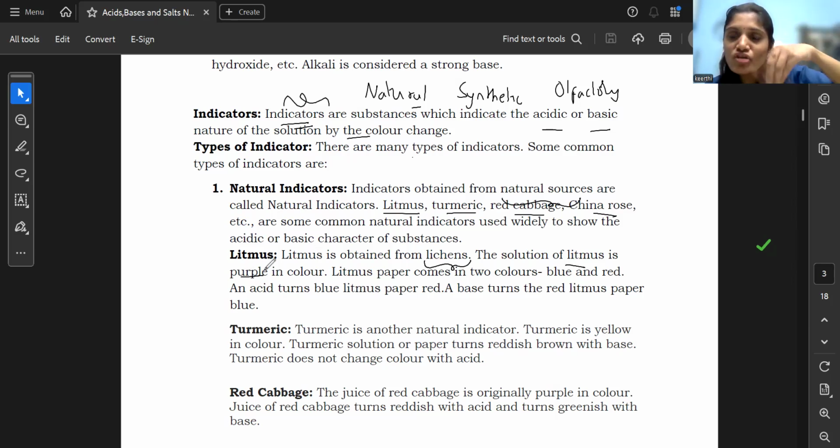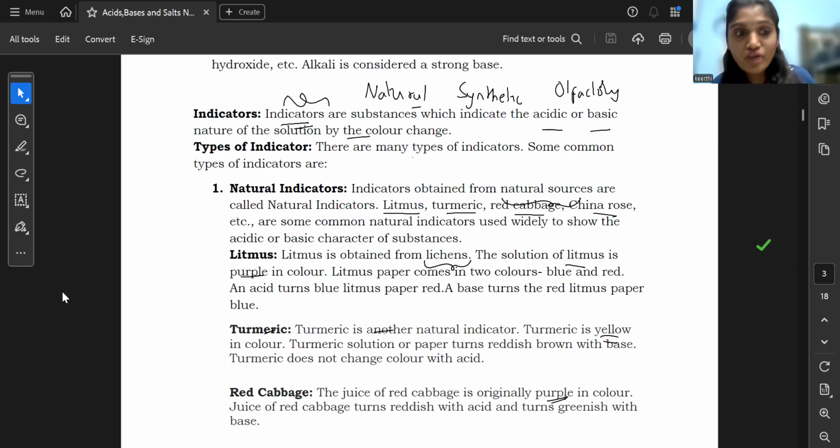Originally litmus is in which color? Purple in color. Next is turmeric. Turmeric is also a natural indicator. The natural color of turmeric is what? Yellow. Then you have your red cabbage. Now the juice of red cabbage is purple in color. So these are the natural colors. Litmus natural color is purple. Clear. Turmeric natural color is yellow, and red cabbage natural color is what? It is purple. Okay, now we will see the next type of indicators.